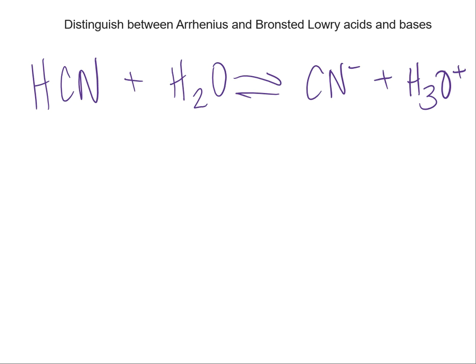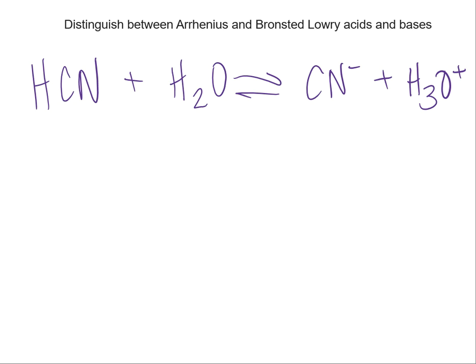And so when you compare what was present on the reactant side to the product side, if you recall, when acids lose protons, they'll form a conjugate base. When a base gains a proton, it'll form a conjugate acid. And so in this case, we can look at the formulas of the substances that were present before and after that reaction took place to determine which one lost and which one gained.